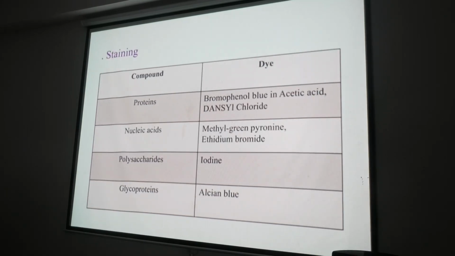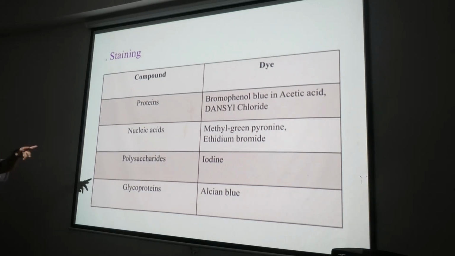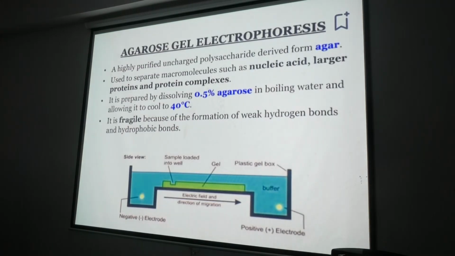Staining for proteins is bromophenol blue in acetic acid. For nucleic acid, it is ethidium bromide. For polysaccharides, the staining will be iodine staining, and for glycoproteins, it is Alcian blue. Now, agarose gel electrophoresis, the basic principle is the same.